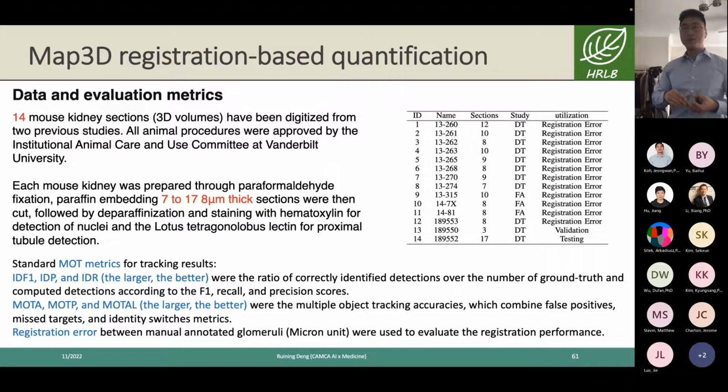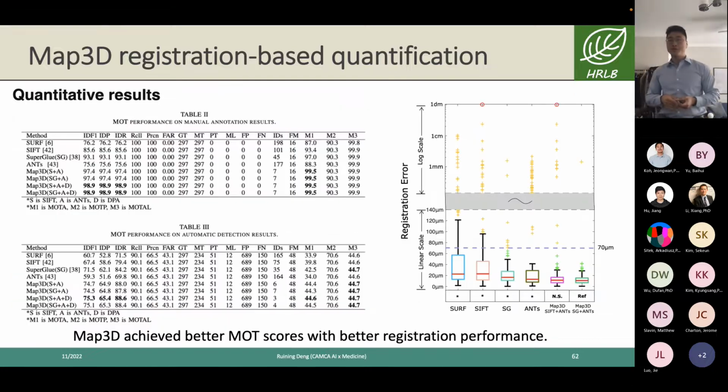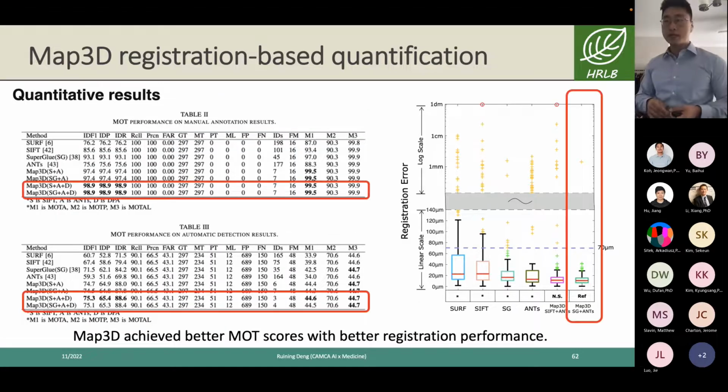Okay. So we assume that if the registration performance is good, all of the glomerular sections should have less registration error. The perfect one is zero, right? Yeah. So those are quantitative results. With the dual-pass registration and dual-pass associations, our Map3D can achieve a better multi-object tracking score. And our two-stage registration can achieve consistent registration performance with less registration error.